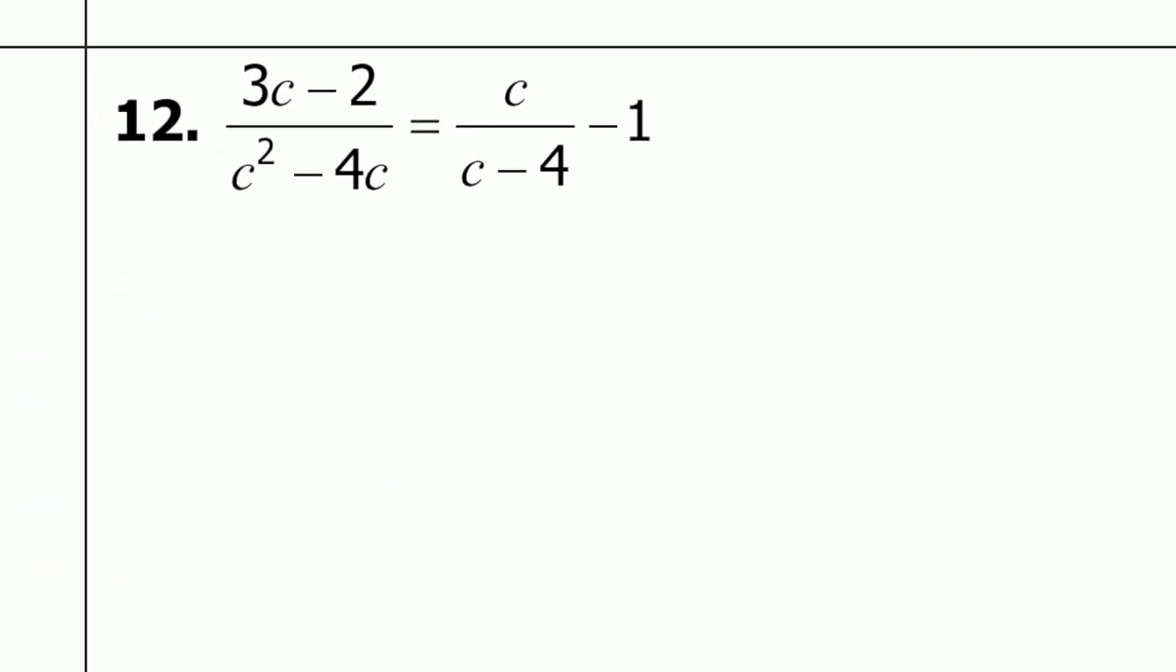All right, last one here. Let's go ahead and factor this out. So this will give me c times c minus 4 right here. I already have a c minus 4 on this rational right here, so I can just multiply it by another c to get what I need here. And then the minus 1 needs a c times c minus 4. So I'm going to multiply that on the top and the bottom by c squared minus 4c.